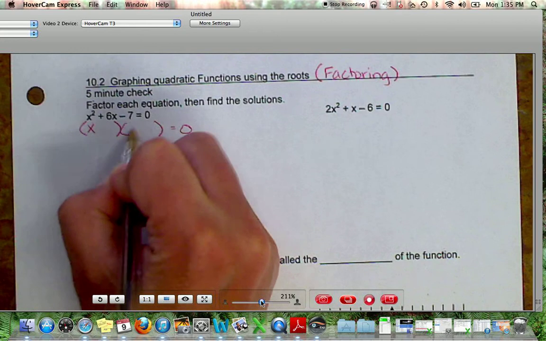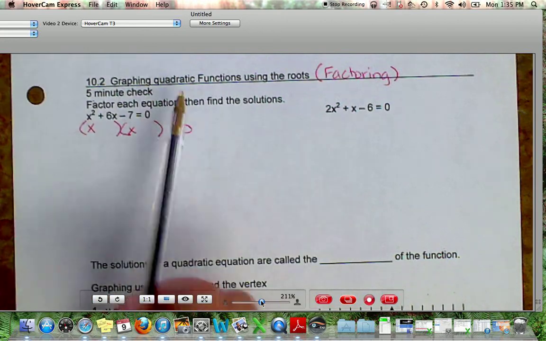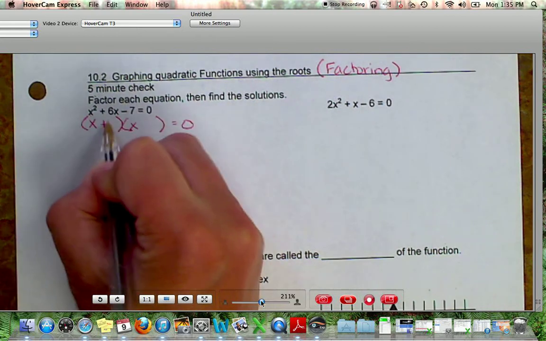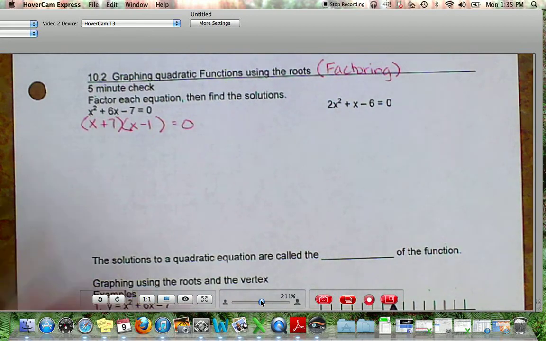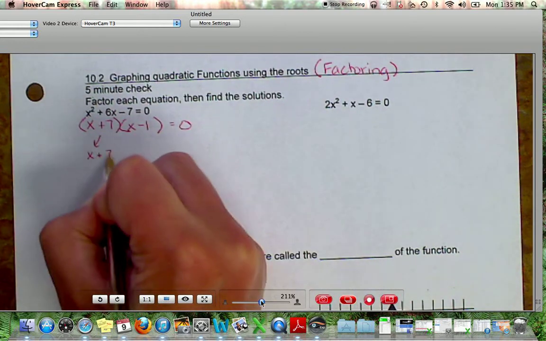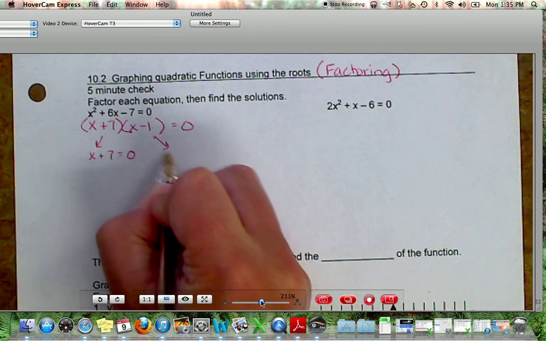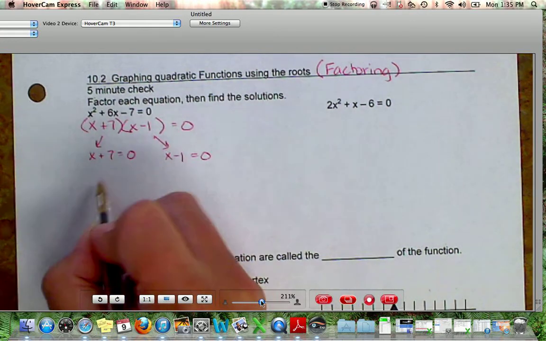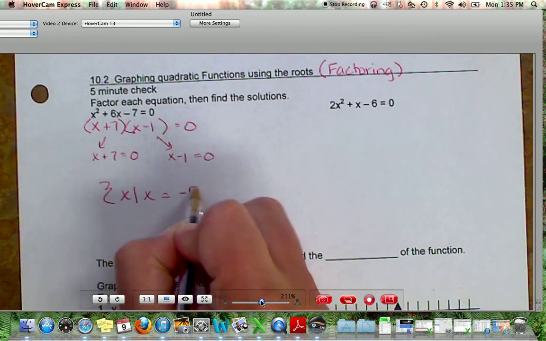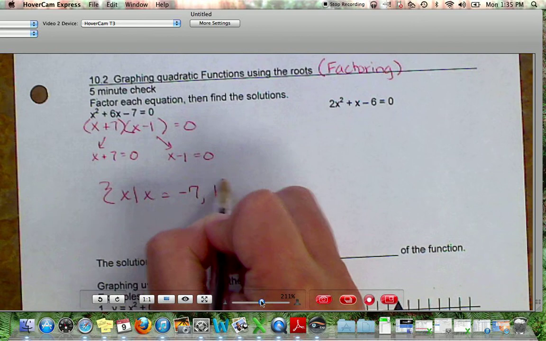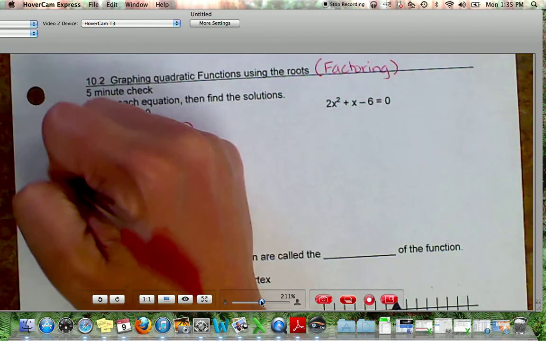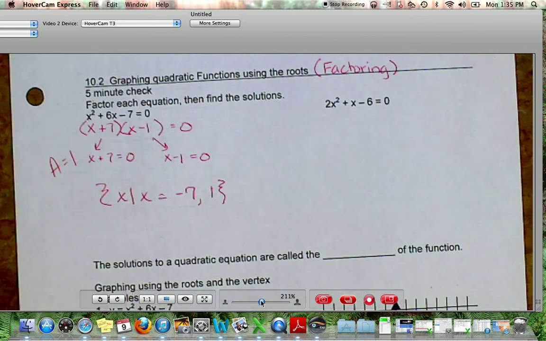X times x will give us x squared, and then we're finding the factors of -7 that add up to 6. So that would be +7 and -1. Now it does say find the solutions, and there's an equal sign, so remember we set this equal to 0 and solve, and set this equal to 0 and solve. So we get x equals -7 and +1 when we move those to the other side. That is when a equals 1. It takes one step to factor if a equals 1.